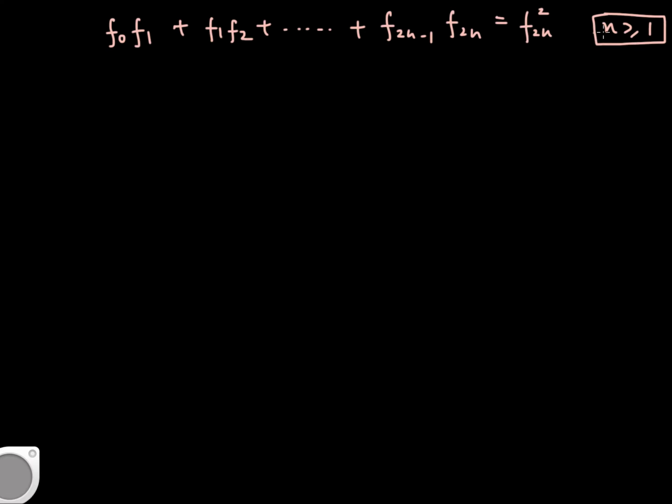Okay, so you want to show that for all n greater or equal to 1, the following expression holds true. And what you do know is that these f's that I'm talking about here are the Fibonacci numbers. So what is the statement here? The proposition statement here, which is P of n, is the statement that the entire expression f of 0 times f of 1 plus f of 1 times f of 2 plus going up to f of 2n minus 1 times f of 2n equals f of 2n squared.